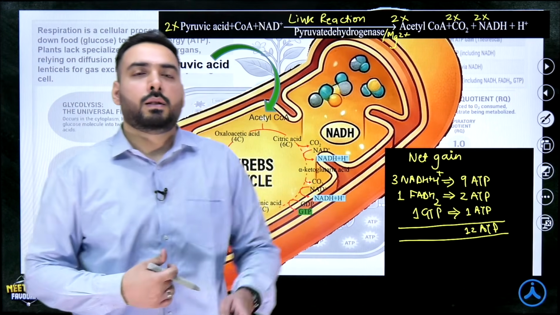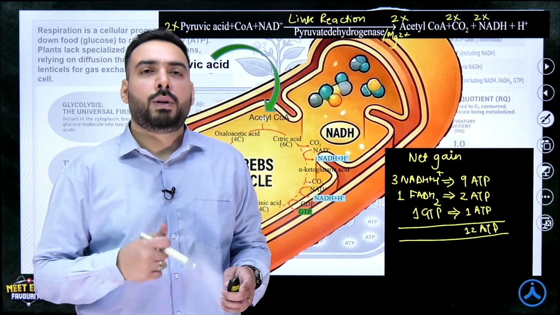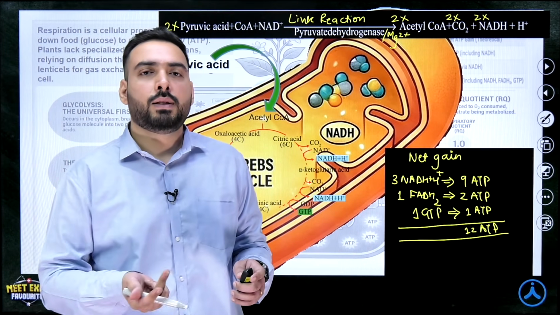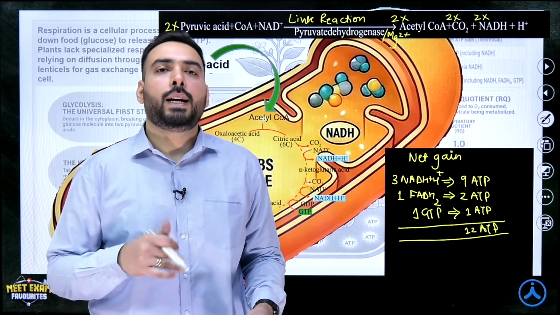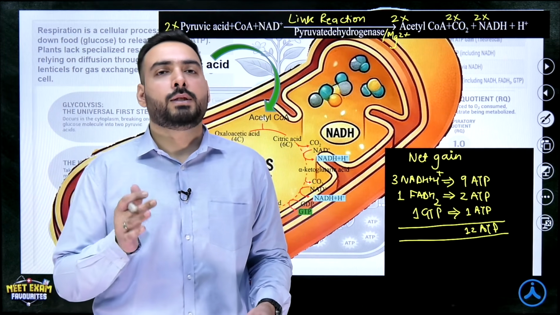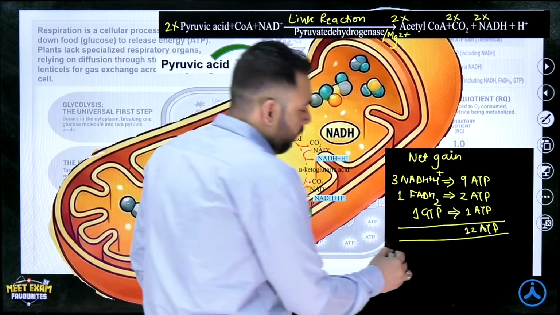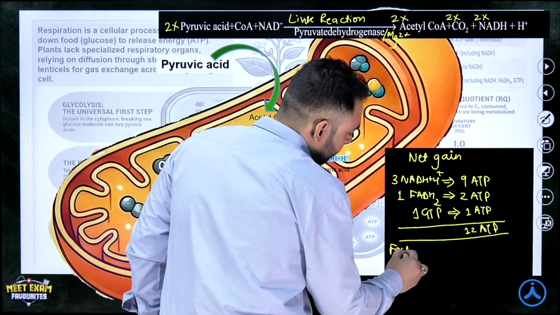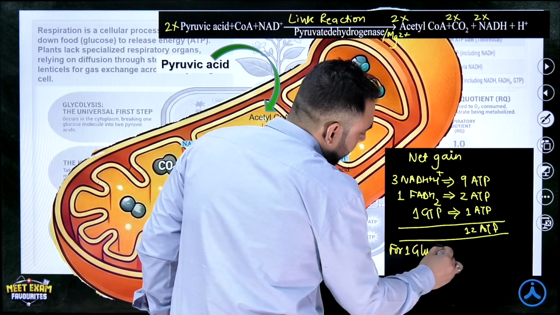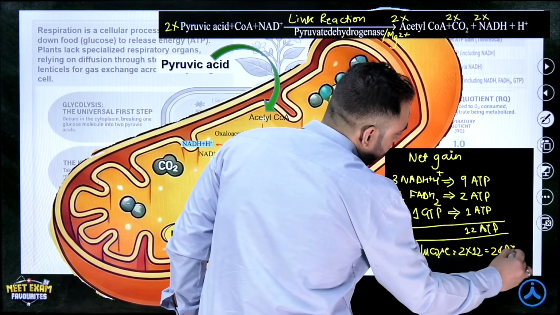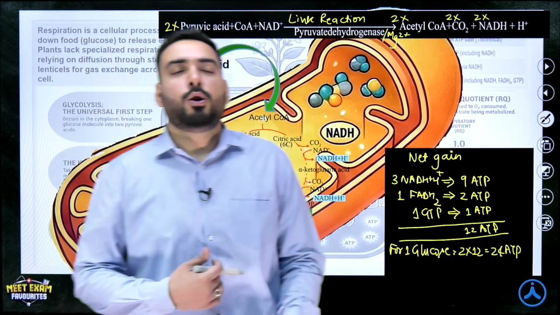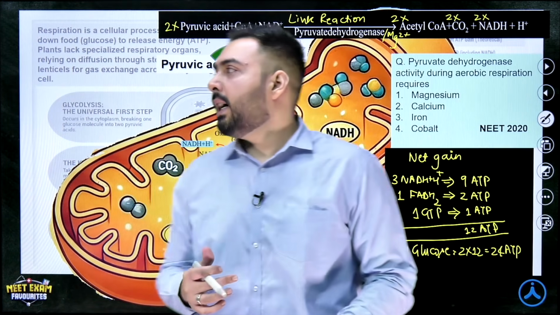Going back to our earlier conclusion, 1 glucose splits into 2 pyruvic acid followed by 2 acetyl coenzyme A. So there are 2 turns of the Krebs cycle. We multiply this 12 ATP by 2 to get the net gain of Krebs cycle via 1 glucose. So for 1 glucose, net gain from Krebs cycle is 2 into 12, meaning 24 ATP. Right. Followed by some of the MCQs that have been asked from this topic.